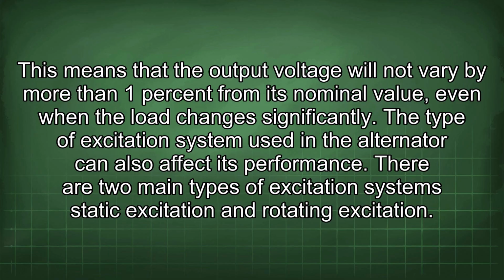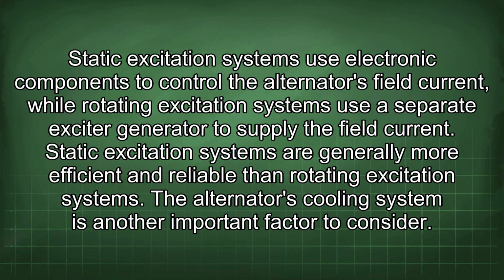The type of excitation system used in the alternator can also affect its performance. There are two main types of excitation systems: static excitation and rotating excitation. Static excitation systems use electronic components to control the alternator's field current, while rotating excitation systems use a separate exciter generator to supply the field current. Static excitation systems are generally more efficient and reliable than rotating excitation systems. The alternator's cooling system is another important factor to consider.